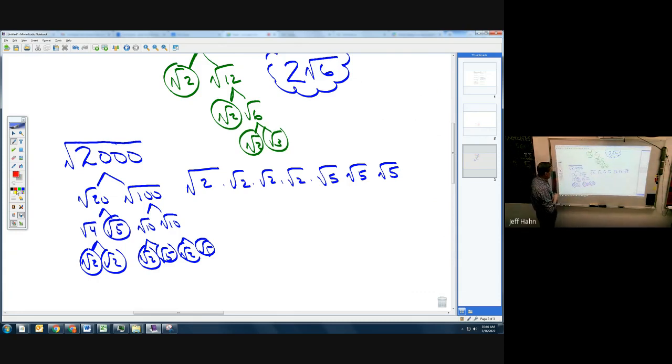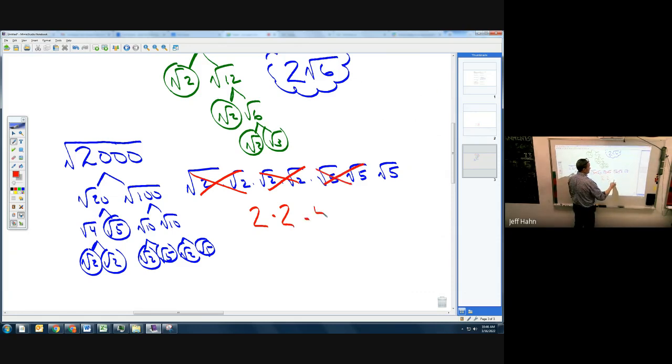Crossing off what I can. This gives me a normal 2. This gives me a normal 2. This gives me a normal 5. This one doesn't have anything crossed off, so it stays the square root of 5. And then you have to multiply this. 4 times 5 is 20 square roots of 5.